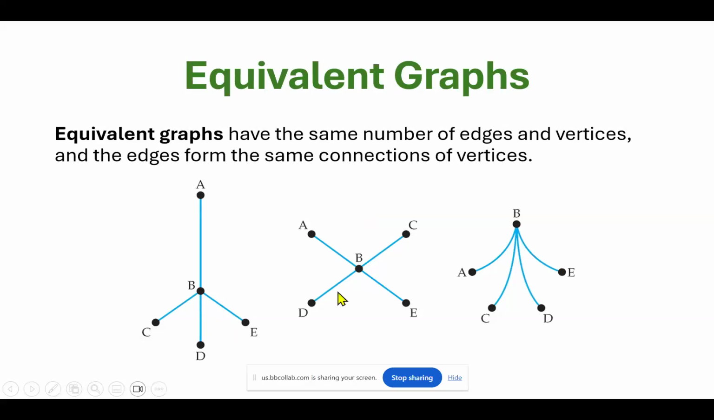For example, all three are equivalent, and the reason is that I see five vertices on each one of them. And notice that exactly the same connections are made. For example, on the far left, you see that B is connected to all of the others. And you see exactly that on the other two graphs. So, even though they are drawn three different ways, think of this as the same graph. So we're going to call them equivalent. The same properties, the same conclusions that I can make about one would also apply to the other two.